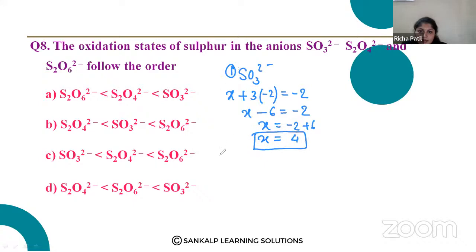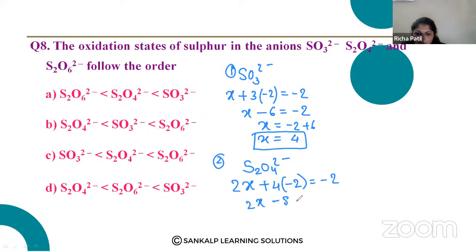Next we'll solve S2O4 2 minus. So how many sulfurs are present? 2. So write it 2x. 2x plus how many oxygen atoms? 4. So each oxygen atom is minus 2, equals minus 2. So this is 2x plus 4 times minus 2 equals minus 2. What will be the answer? Just see.